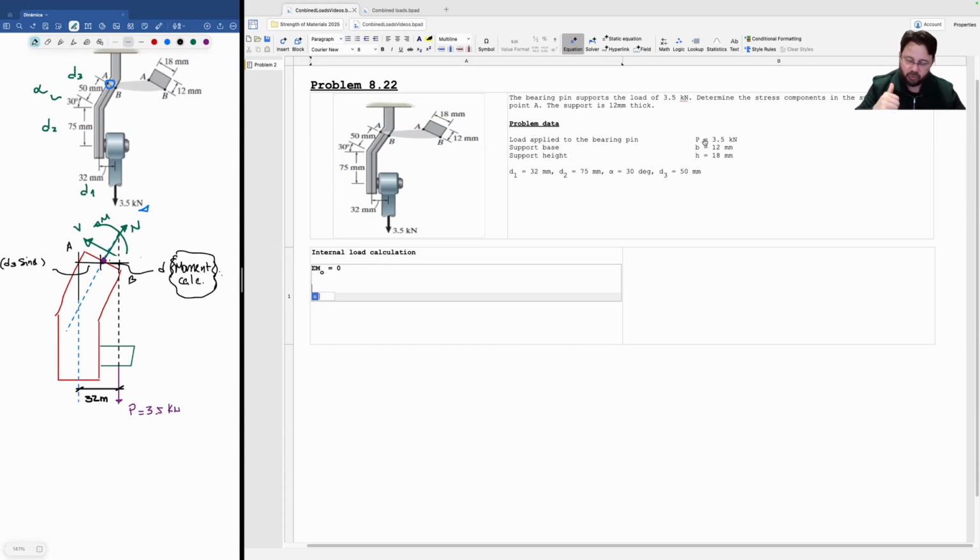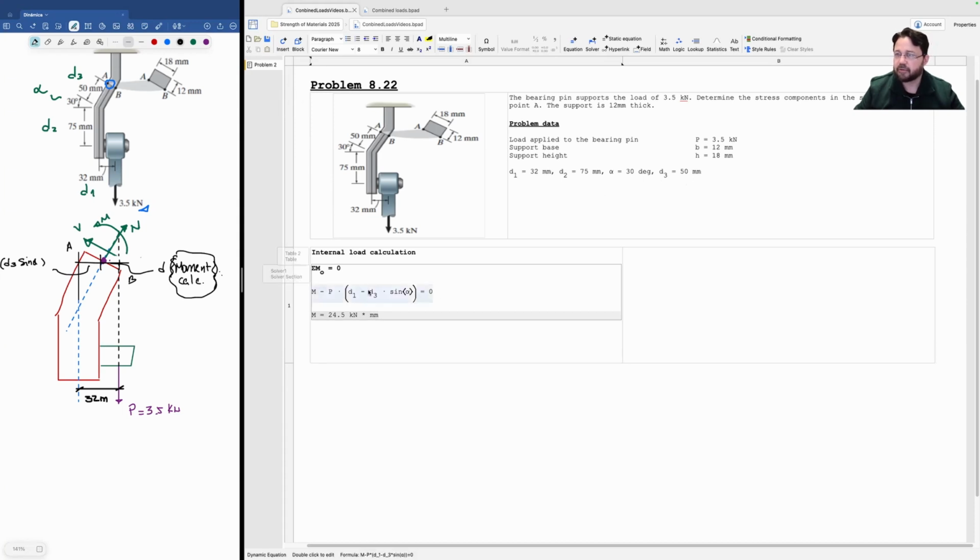the moment M, which is positive, the moment at the cut, minus P times the difference in distances between this one and this one, times the sine of this angle here. Yeah, that's equal to 0. And it's giving me 24.5 kilonewton millimeters.